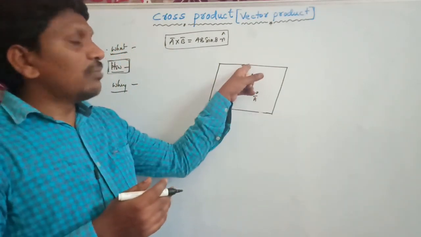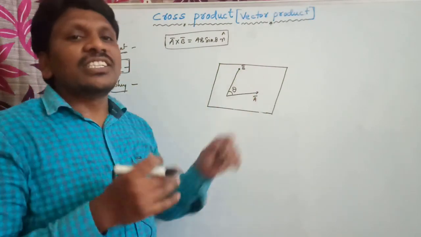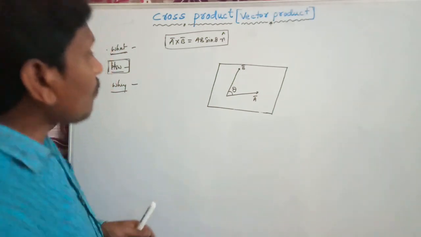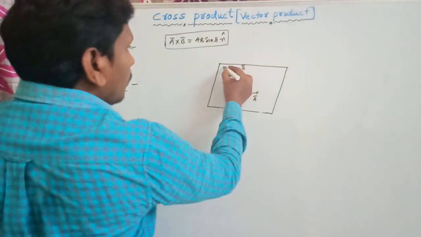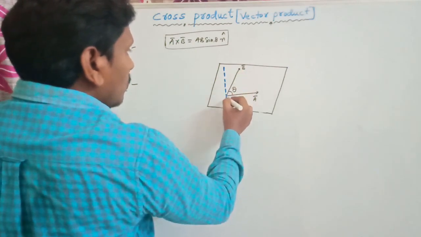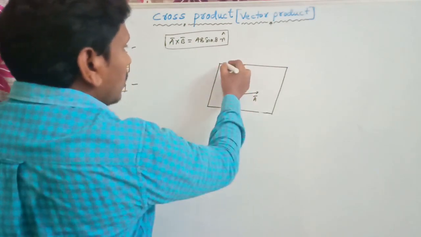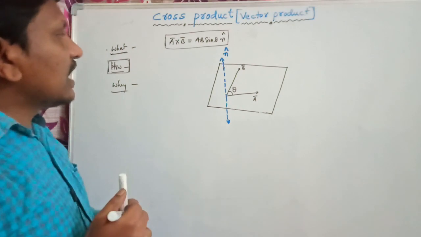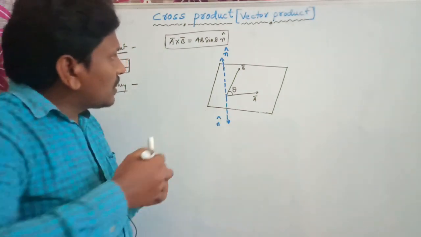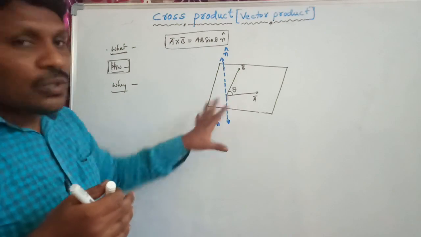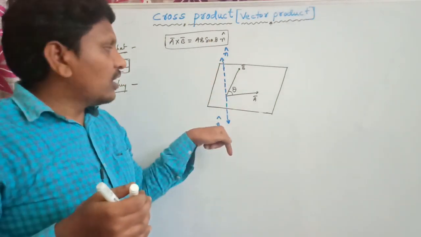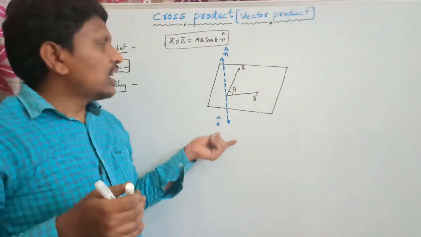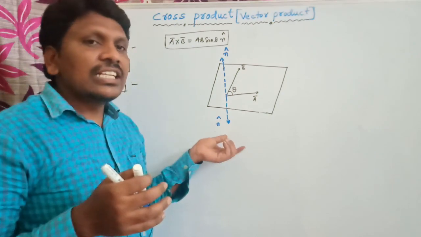Whenever A bar is multiplied by B bar, what is the direction of the resultant vector? That is very important. The direction of the resultant vector is in this way. That is given by a unit vector, n cap. The resultant vector can be in two directions, upward and downward. So when should we get the upward direction and when the downward direction? Let us understand this concept in detail.